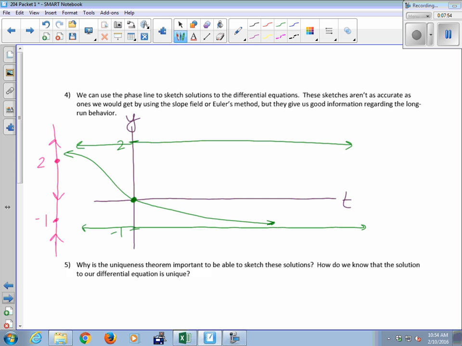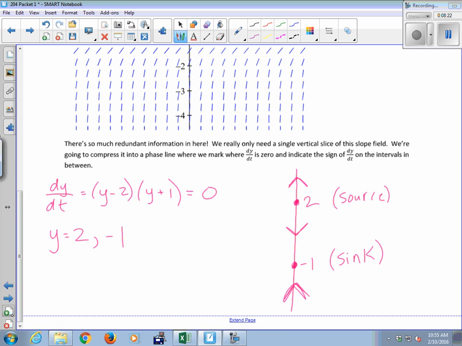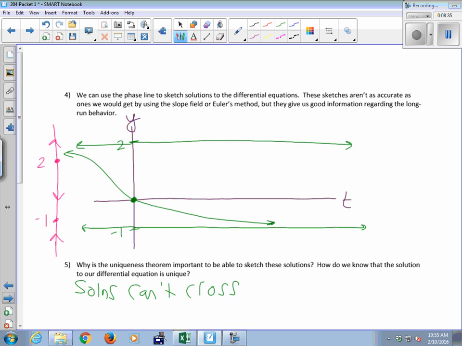How do I know that it doesn't cross that equilibrium solution? Because of the uniqueness theorem. The uniqueness theorem is what tells us that solutions can't cross, right? Solutions can't cross. Because the function on the right-hand side of the differential equation is a polynomial. It's always continuous. Its derivative with respect to y is always continuous. So we have satisfied existence and uniqueness. So we know that solutions can never cross.